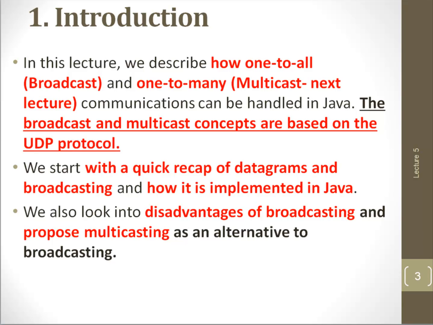Now, we have multicast also. We are going to discuss multicasting in the next lecture. Generally, what does multicasting mean? It is one to many. So not all hosts in a network, but a group of hosts, or a group of interested hosts, we can say, are going to receive the data. This is the basic difference between multicast and broadcast.